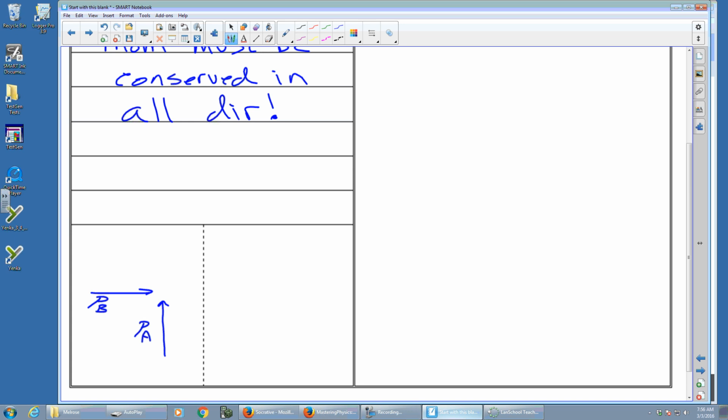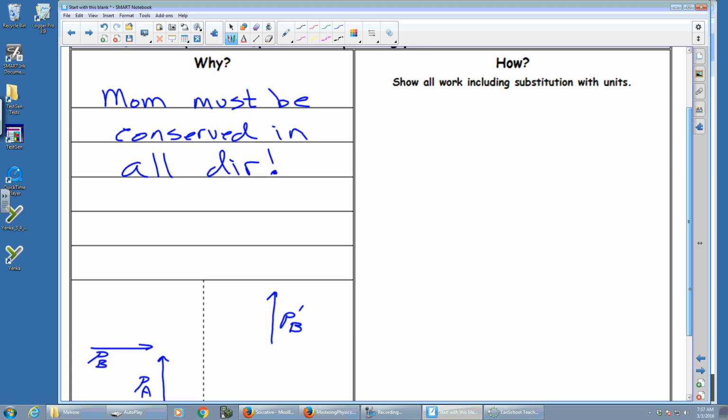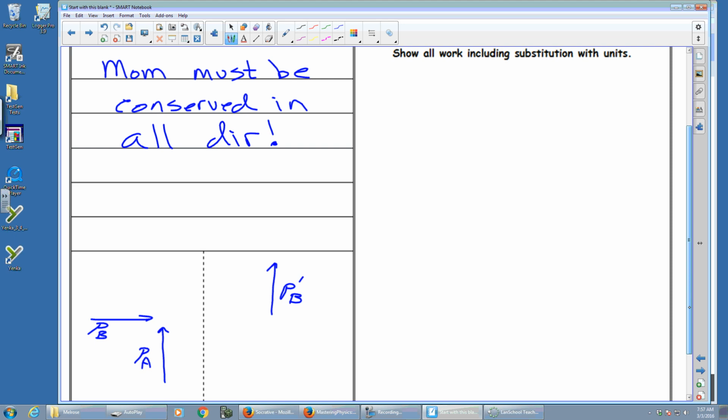So afterwards, I know that ball B, and I'm going to put a prime on my momentum to indicate that that's after, is in that direction. And then the momentum of A, I don't know what direction it's in. All right. Good. So that's kind of the basic minimum for the why: momentum is conserved in all directions, and then showing the before and after momentums.